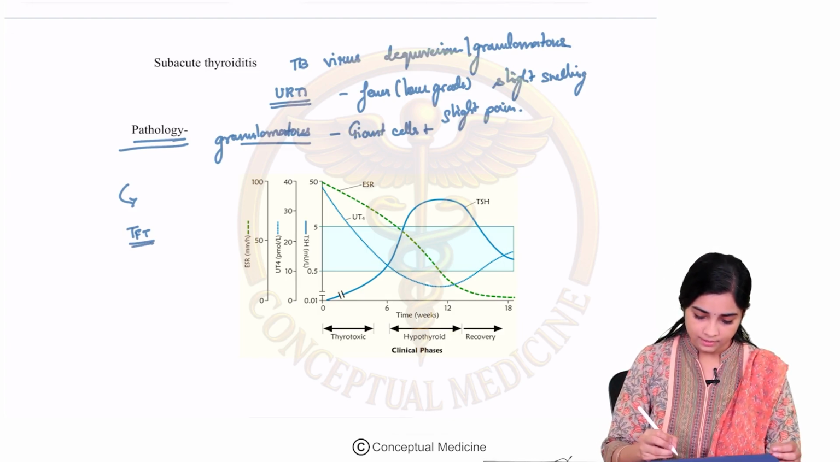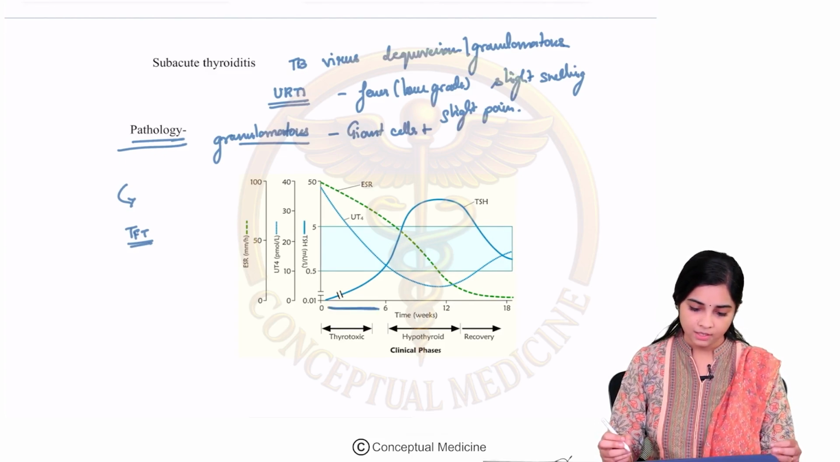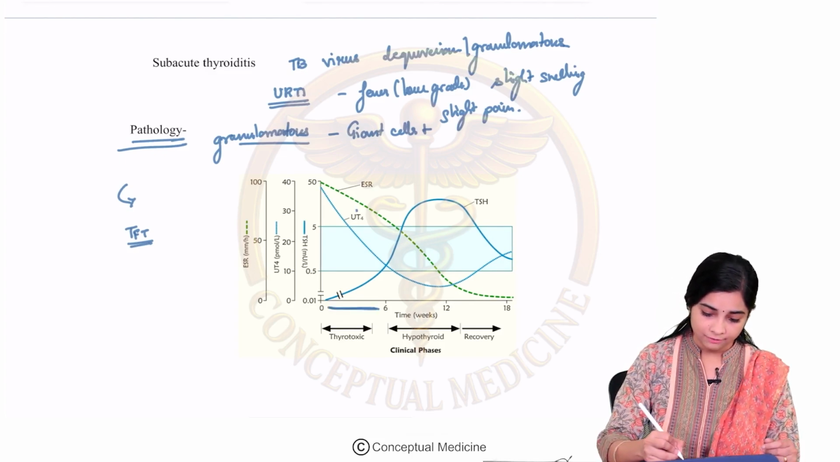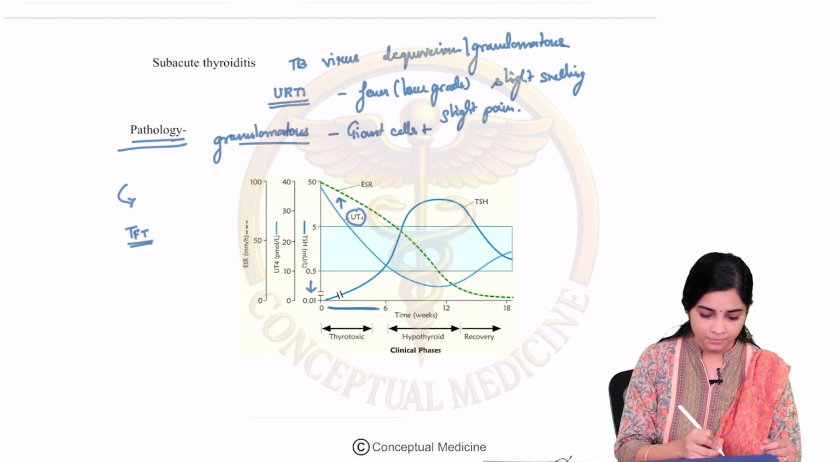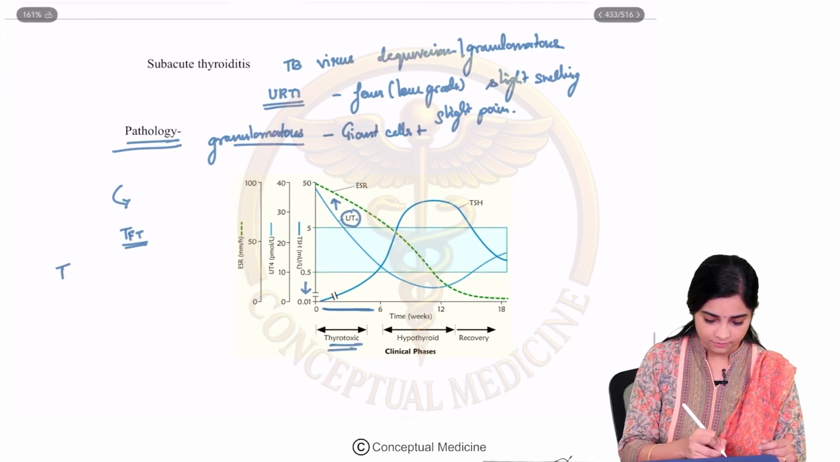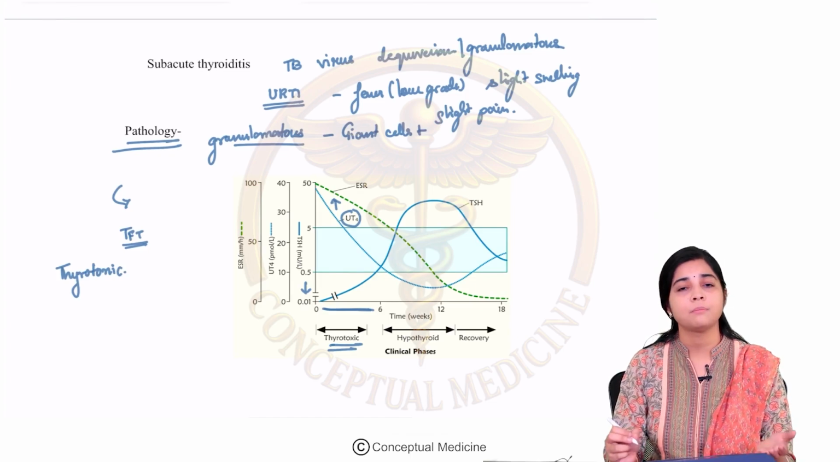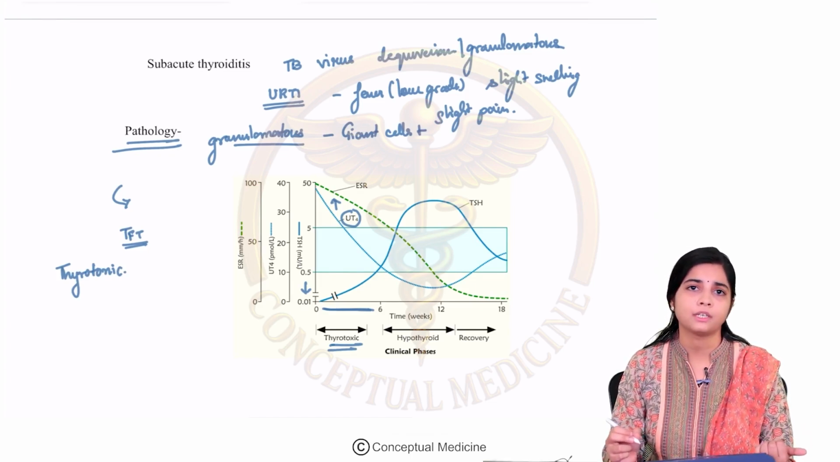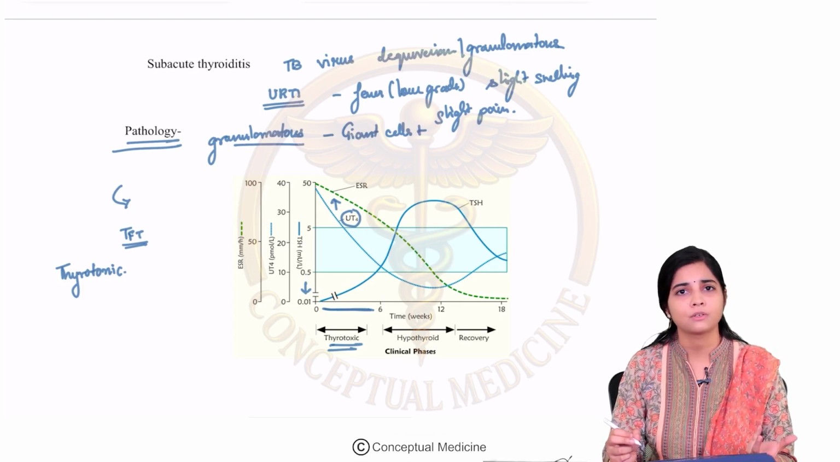As you can see, in the first few weeks, maybe up to 6 weeks, the T4 is elevated and your TSH is suppressed, which means that in the initial phase, they undergo a thyrotoxic phase. In this thyrotoxic phase, they may or may not be symptomatic for the thyrotoxicosis. So why is that happening? Why is there thyrotoxicosis?